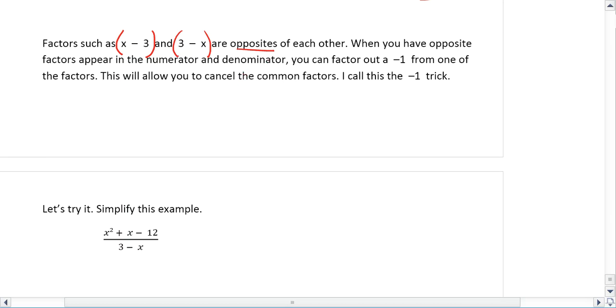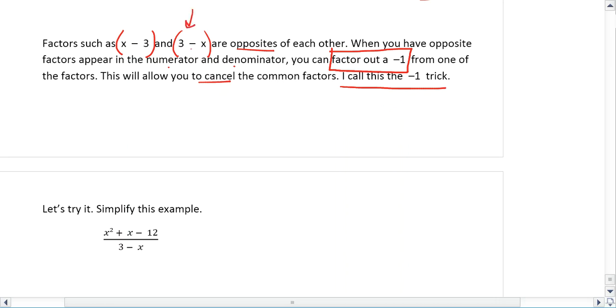So when you have opposites like this appear in the numerator and denominator, you need to factor out a -1 from one of them, and then you'll be able to cancel them. And I just call this, just for fun, the -1 trick. So let me just show you what I mean.